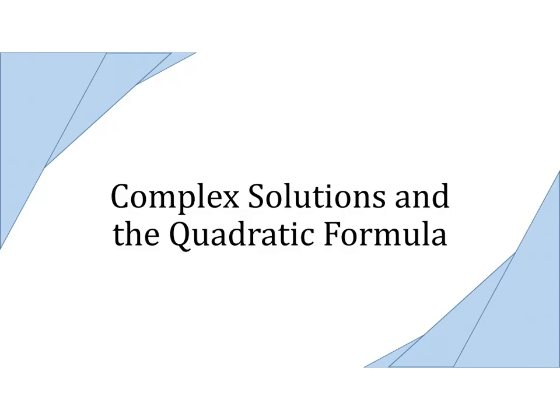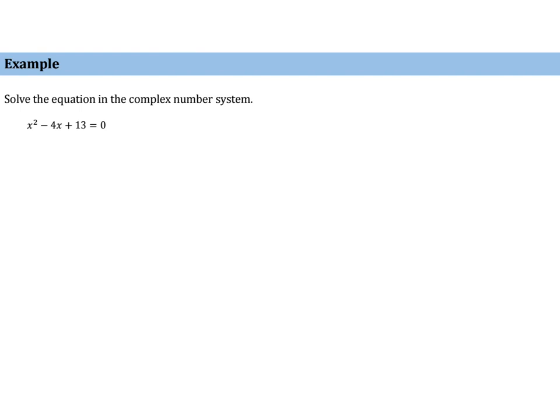Now that we have entered the world of complex numbers, we can look at quadratic equations and look at their solutions in the complex world. So let's imagine that we have x squared minus 4x plus 13, and we want to find the complex solutions. We could try to factor, but this will not factor. So let's use the quadratic formula.